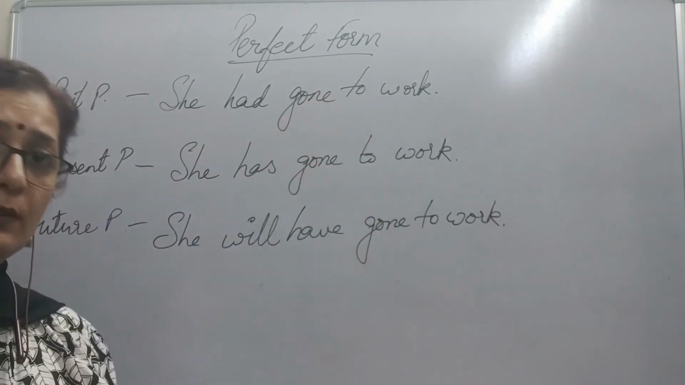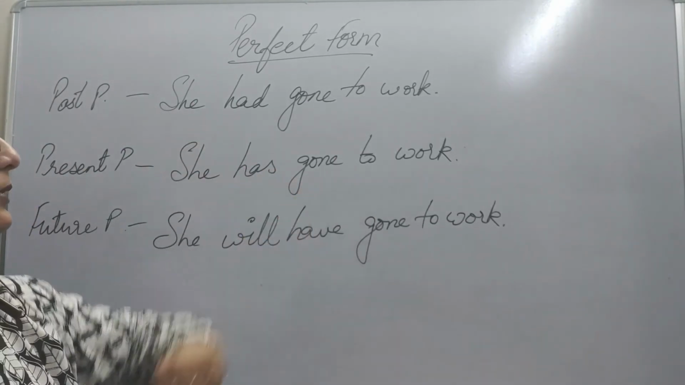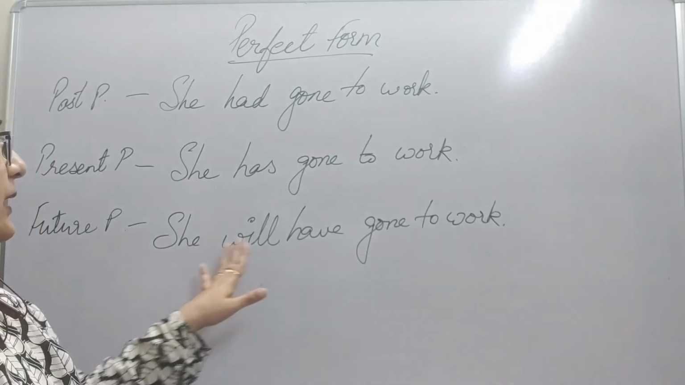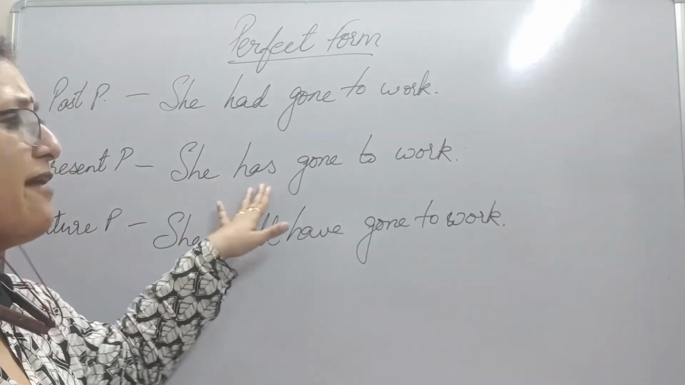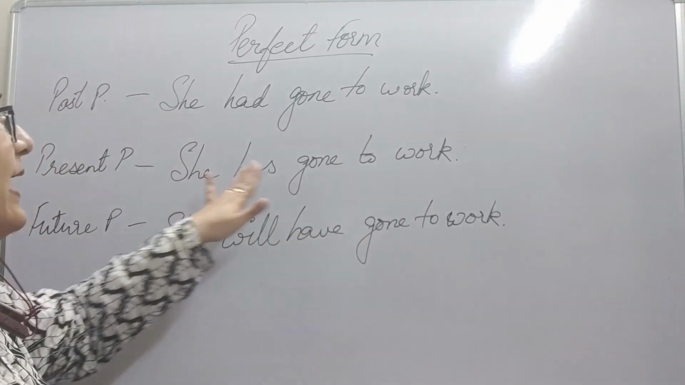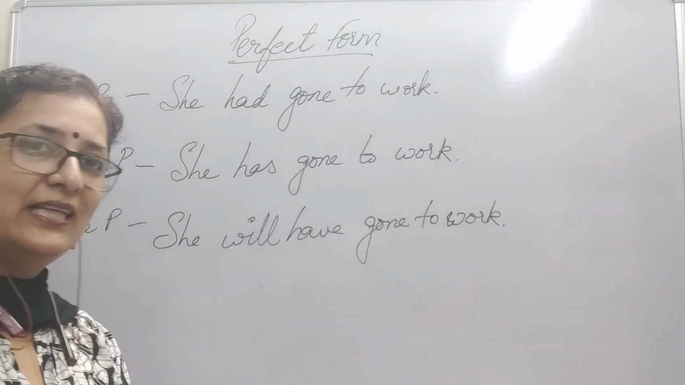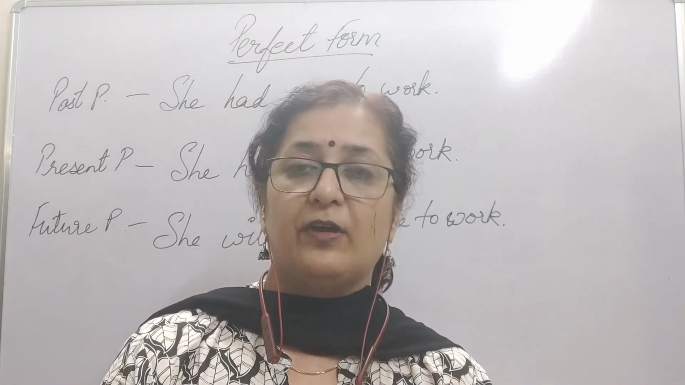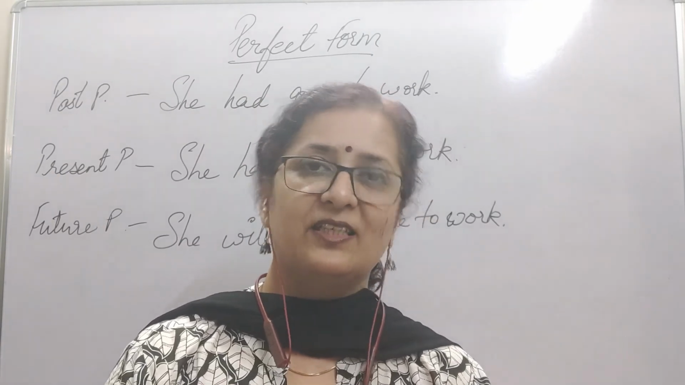This is an action which is complete. Here we are talking about the present. She has gone to work. And here we are talking about the future. She will have gone to work. Do you think she have gone to work is the correct sentence? Absolutely wrong. Right? So she has, this is again a present helping verb. So she has gone to work. Children, I hope this is very, very clear to you. The concept of the perfect form of tenses in the past perfect, present perfect, as well as the future perfect.